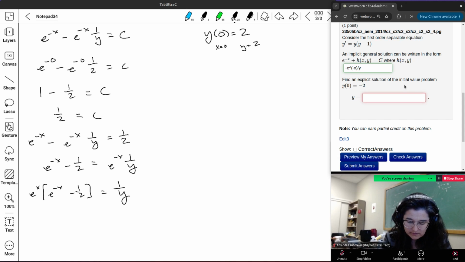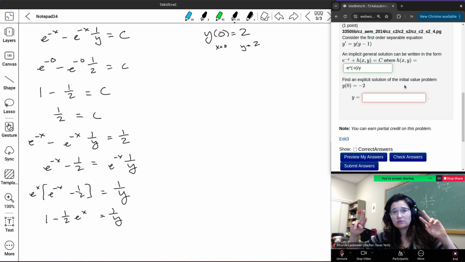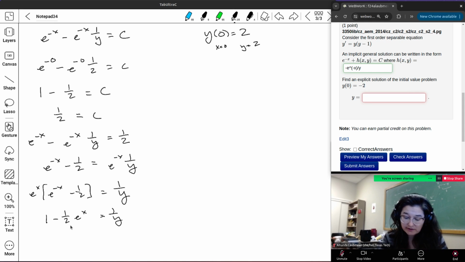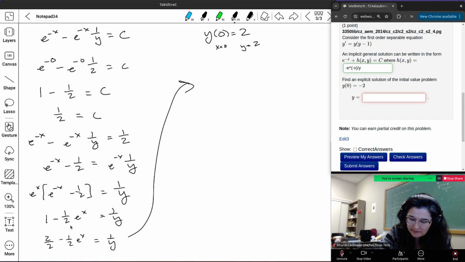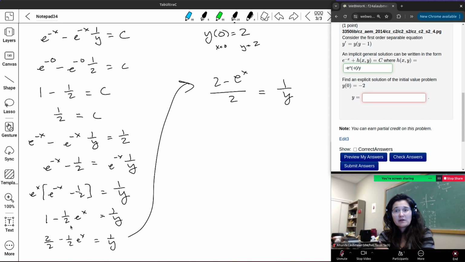Then it looks like that. And I'm going to have to divide by everything to get y by itself. So for me, I want to combine what's on the left into a single fraction first. So I've got 2 over 2 minus a half e to the x. So that's just 2 minus e to the x over 2. So I just added those two things together and made it one fraction.